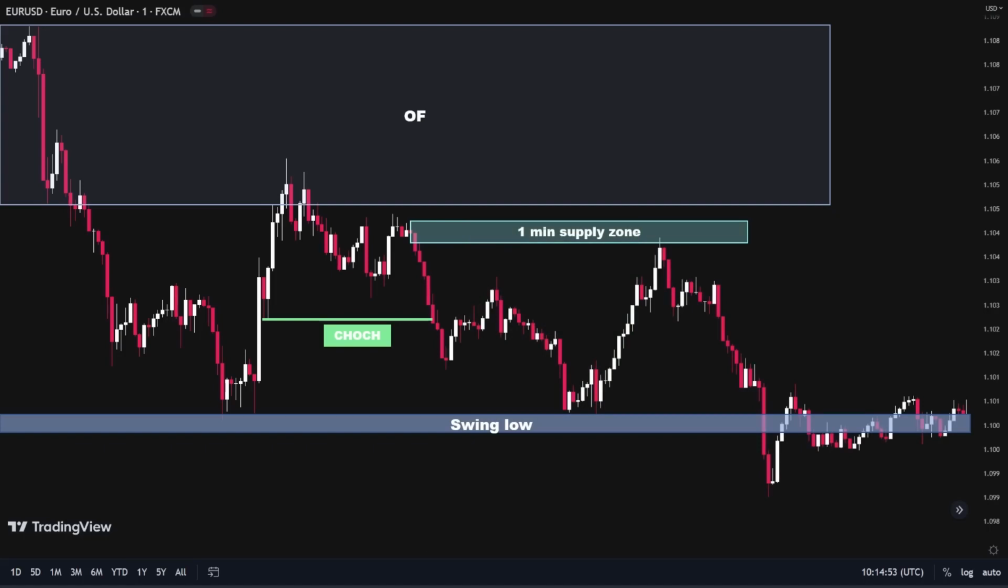As predicted, the price went down after the sell limit was triggered and eventually hit our take profit target. By utilizing the order flow concept and executing a well-defined trading plan, we were able to enter the market at an opportune moment and capture a profitable trade. This demonstrates the effectiveness of incorporating order flow analysis into our trading strategy.